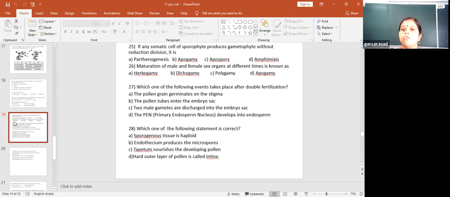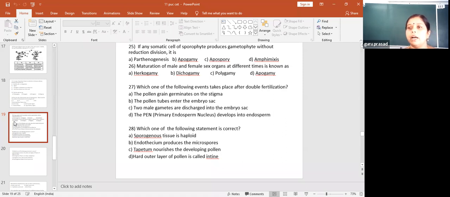Question 26. Maturation of male and female sex organs at different times is known as. It is a type of outbreeding device. Outbreeding devices include maturation of male and female sex organs at different times. That is dichogamy.